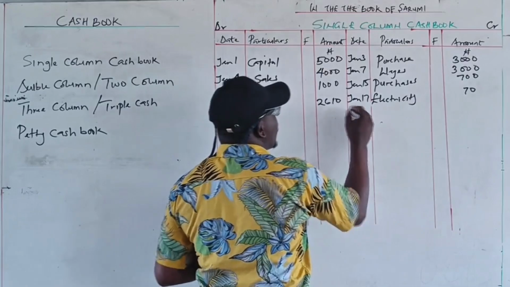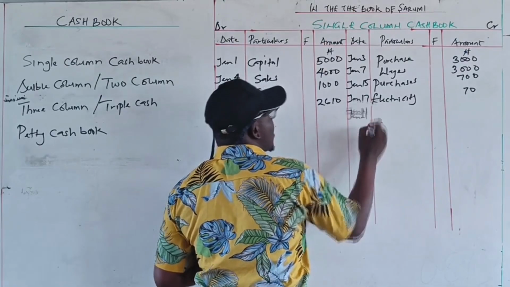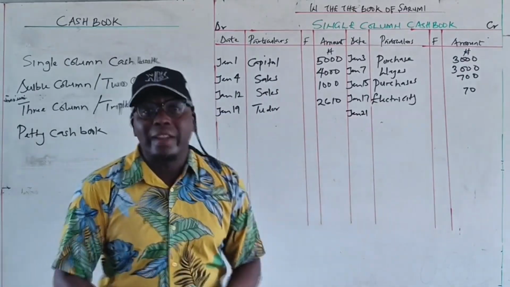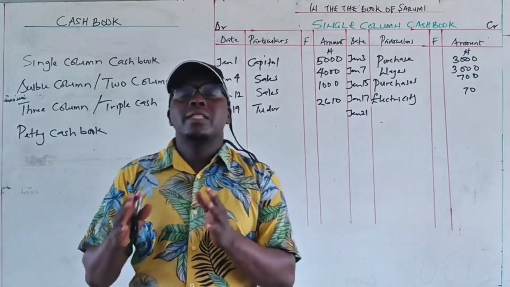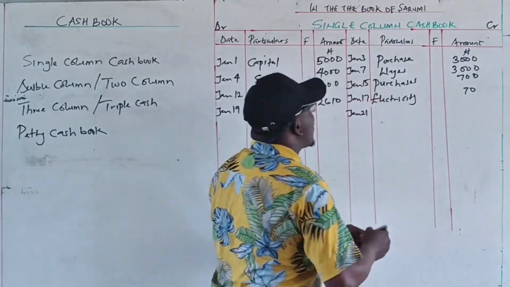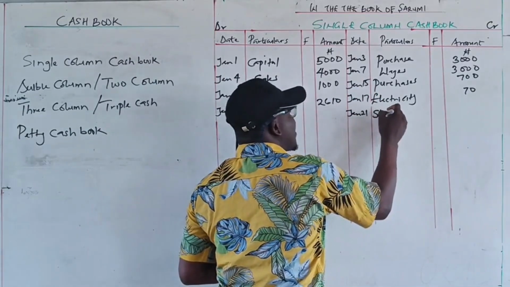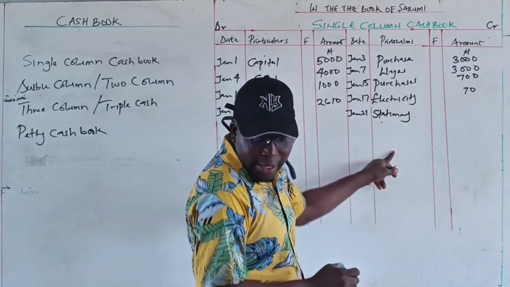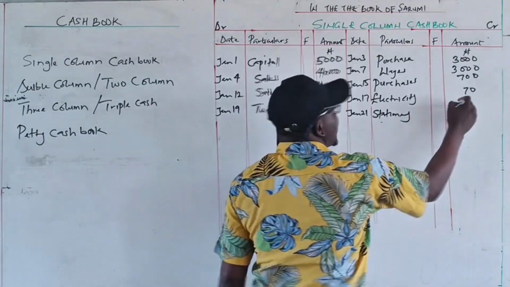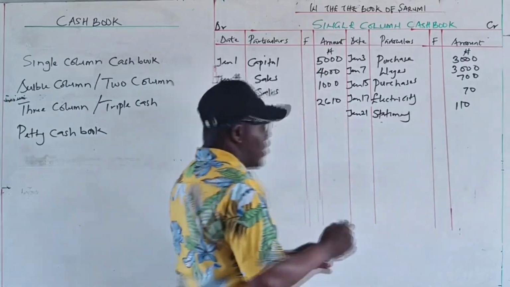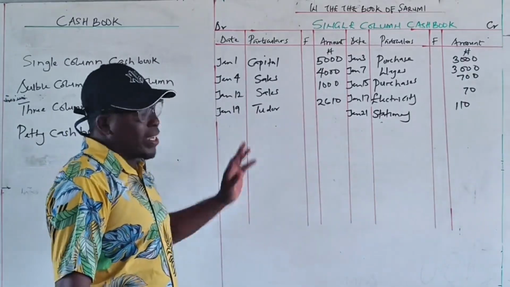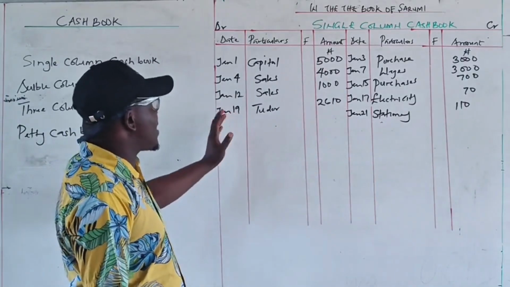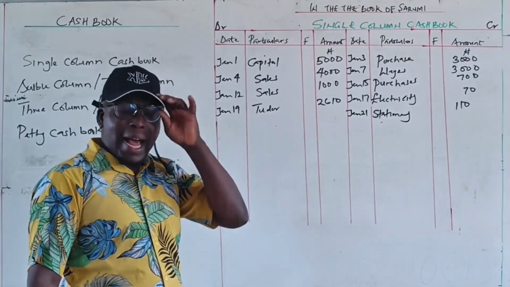And the last question we have here is January 21, bought stationery, 110 naira for cash. So January 21, we have a transaction that involves cash and stationery. So under our particulars, once we use the cash outflow, we record it here, which is stationery. And the amount is 110 naira. So this is the end of the question. Having done this, we posted both the inflows and the outflows.